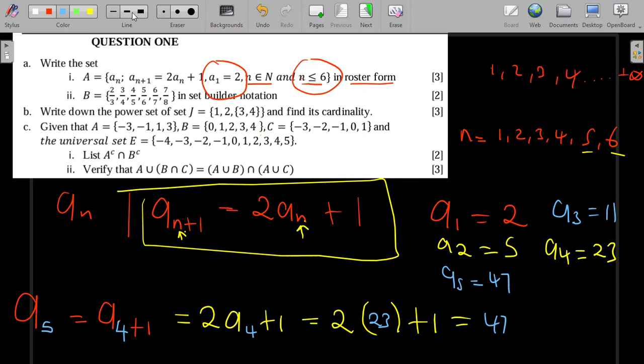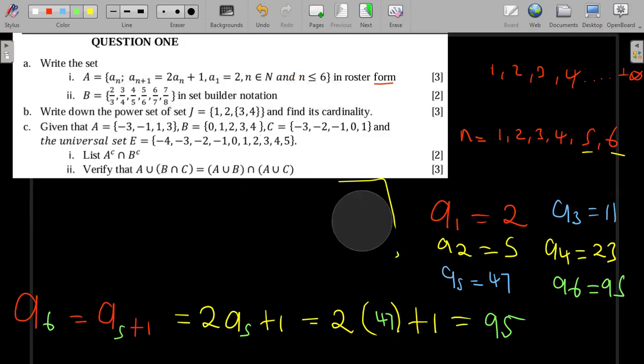So we're just remaining with A6 now. Let's erase this again, and then we find our A6. Our A6 will just be 5 plus 1 here, so my N is 5, so I'll put 5 there. And then what is my A5? It is 47. So 2 multiplied by 47 plus 1, you're going to get 95. So my A6 is just 95. So we found all our elements that are supposed to be in that set.